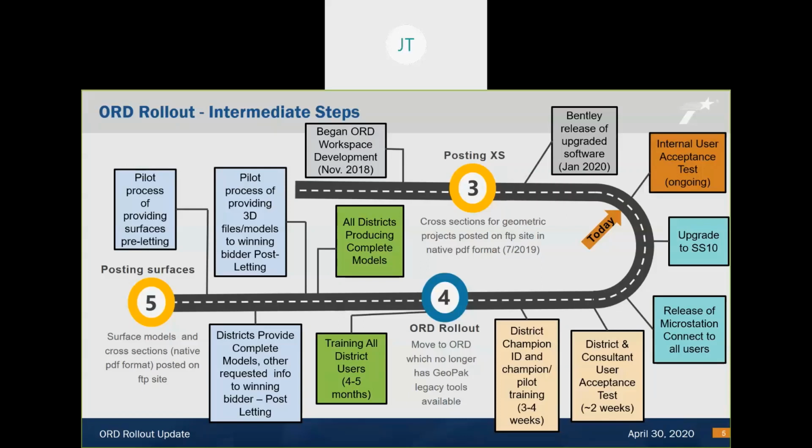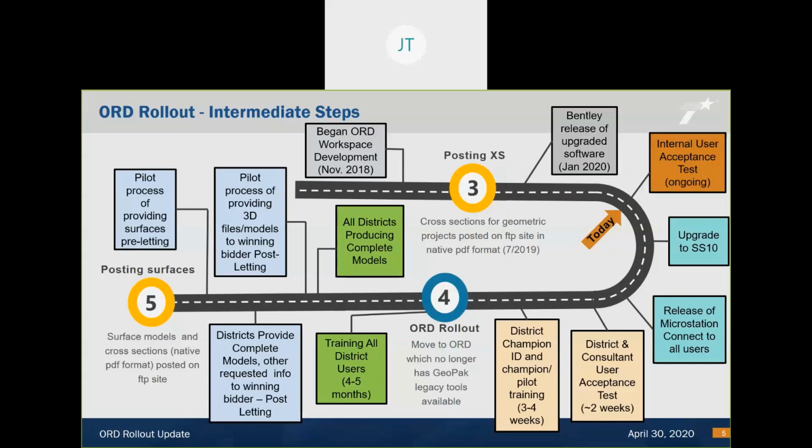Once the champion training is complete, we'll begin the ORD rollout to the districts. This will be strategic, with the goal being to roll out the software and training to 4 districts simultaneously. We anticipate the rollout and training will take 4 to 5 months. I'll cover the training plan in more detail on the next slide.